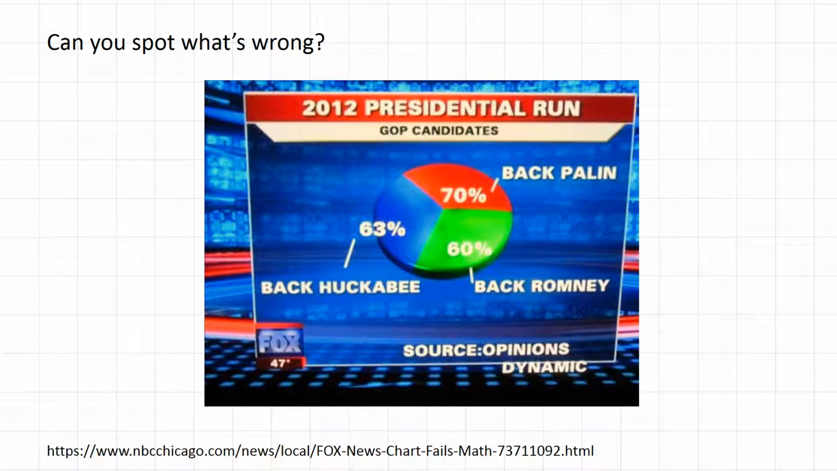So can you spot what's wrong with this pie chart? It's about the American presidential run back in 2012. There were 3 candidates, Huckabee, Palin, and Romney, and if you take a look at what this pie chart says, it should represent 100% of all the candidates, but it is way more than 100%. So something is wrong, and it's hard to interpret what they're trying to illustrate here with this pie chart.